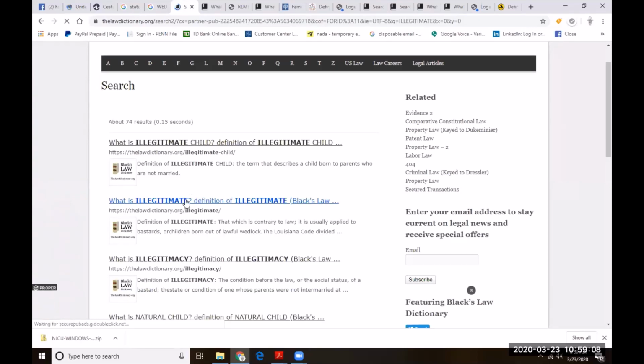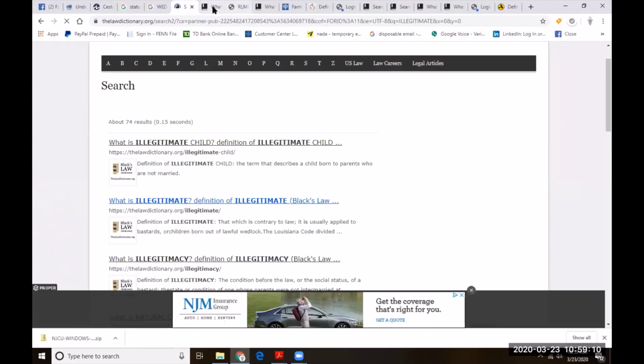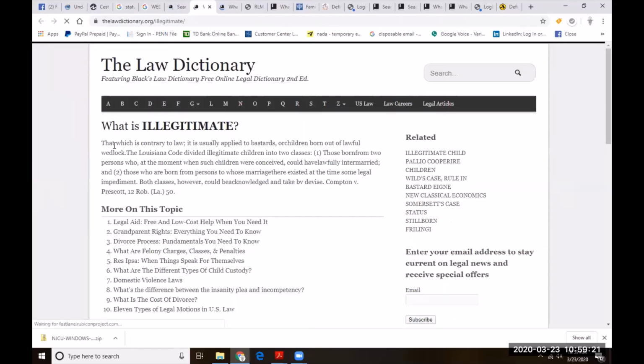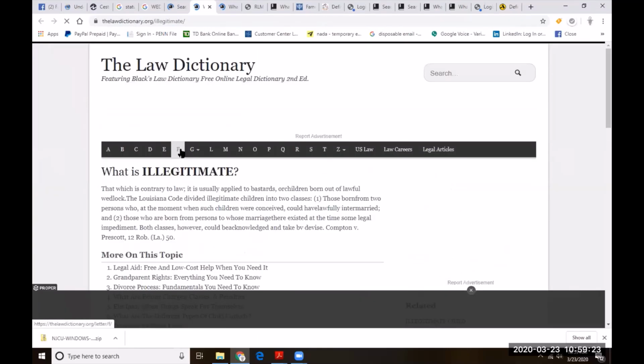Let's go into illegitimate child, which I think is here. Nope, that goes to status. Let's just pull it up. Illegitimate child: that which is contrary to law. It is usually applied to bastards or children born out of lawful wedlock.